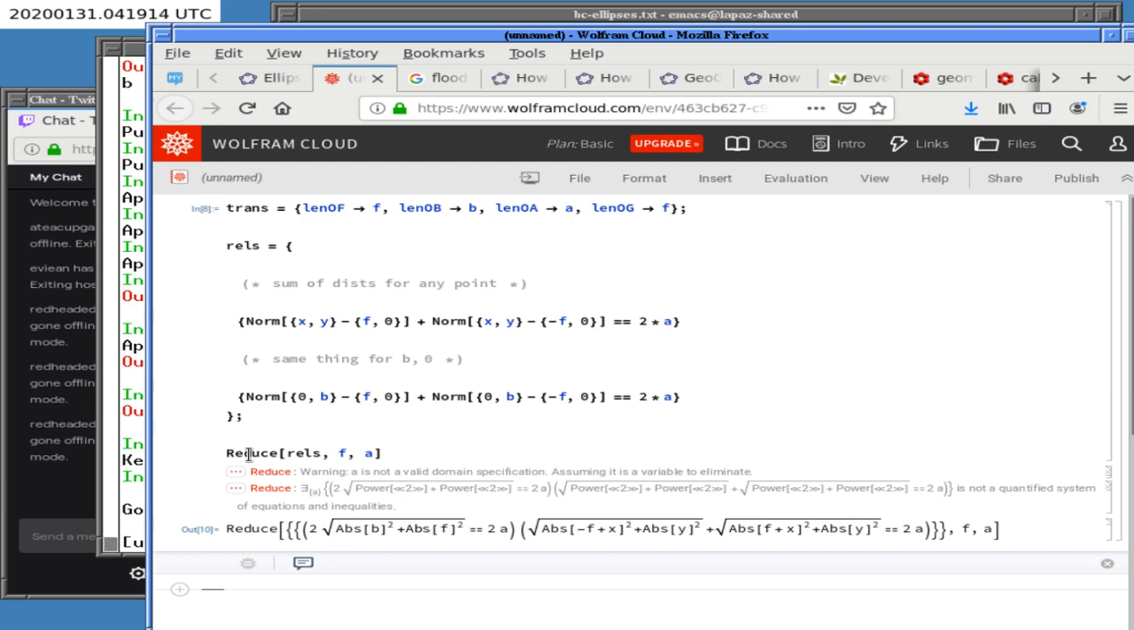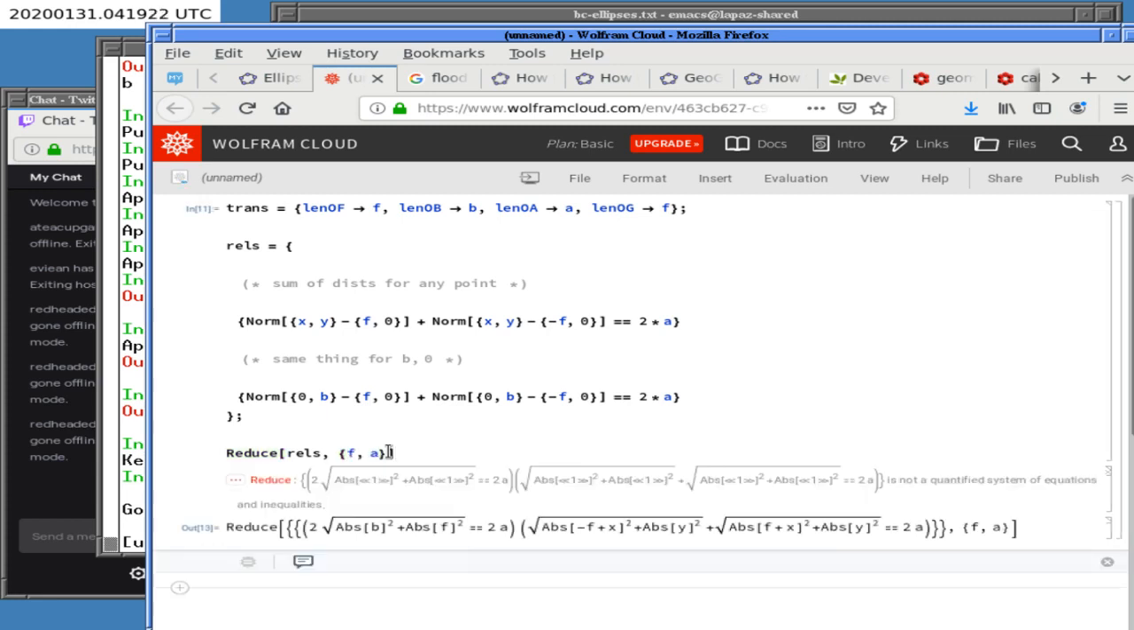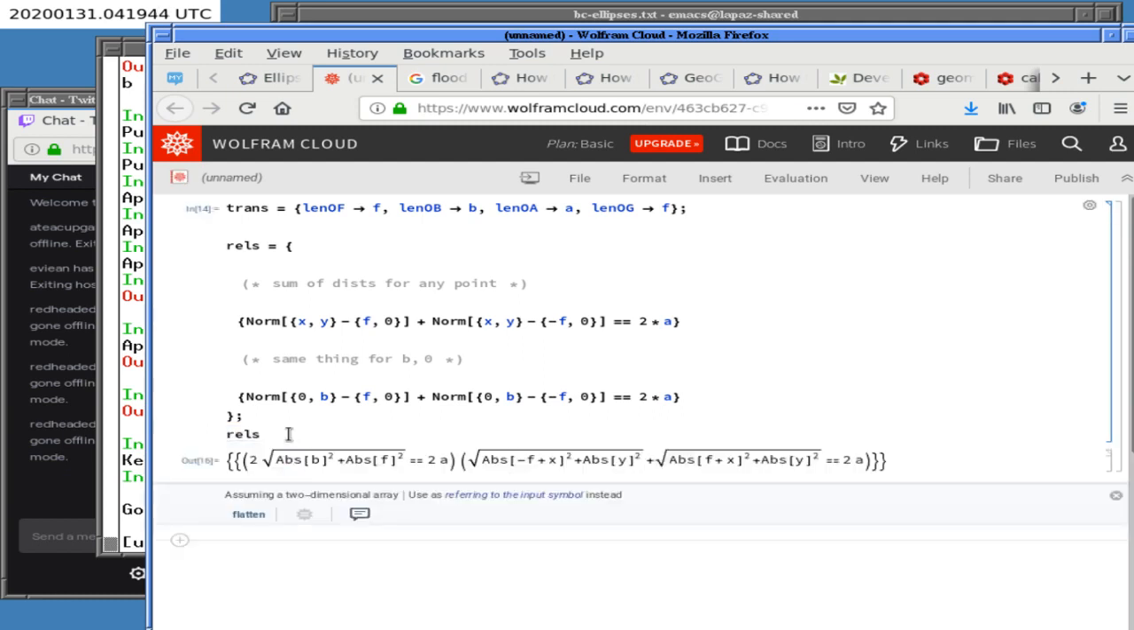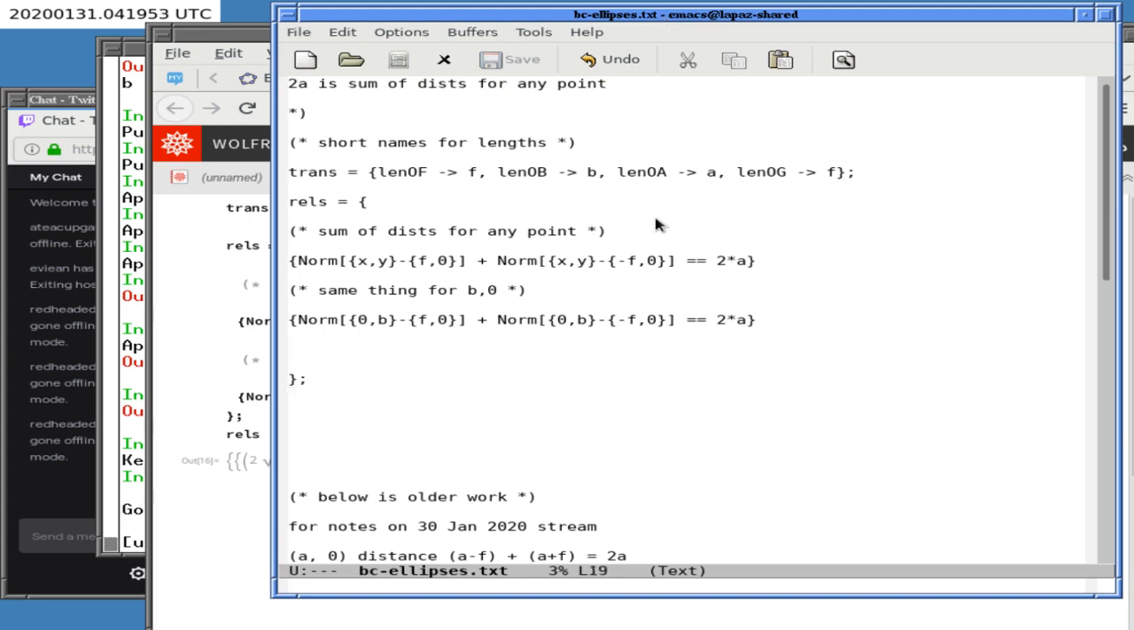Okay. Is that what I want? Reduce, that should not do what I want at all. It's not a quantified system of equations. Well, yes, it is. But okay. I think you don't like the second parameter. Okay, so this is what rels is. It tells me, oh, no, it's not. Damn it, need a comma there. I'm going to go ahead and put that back in here. We do still need commas in our lists.